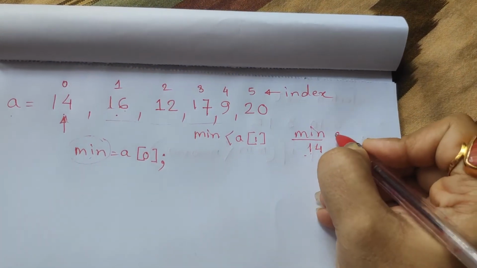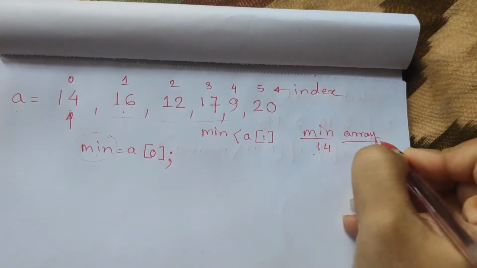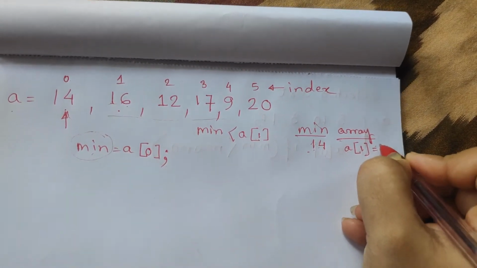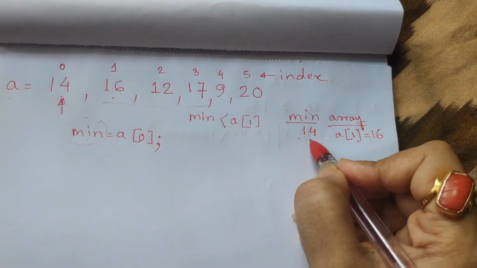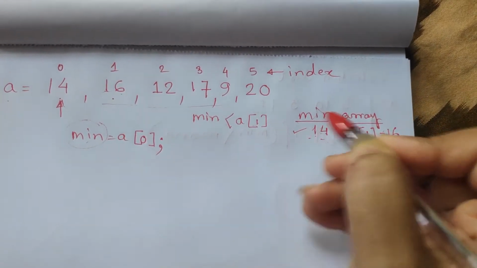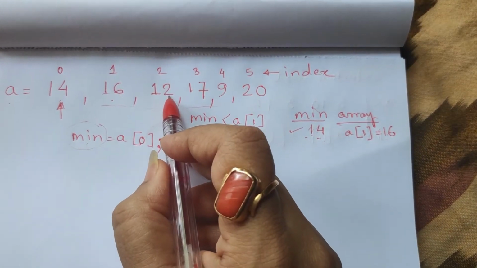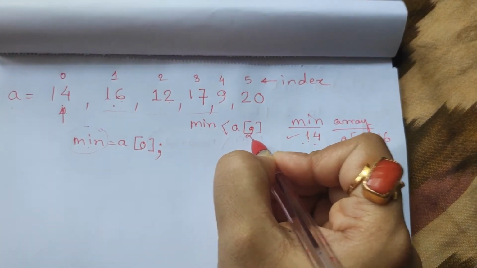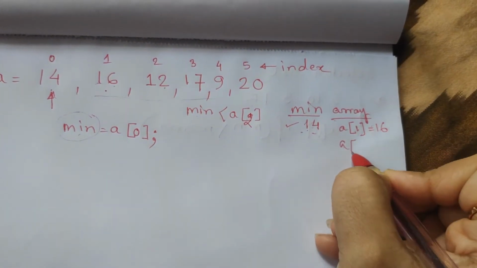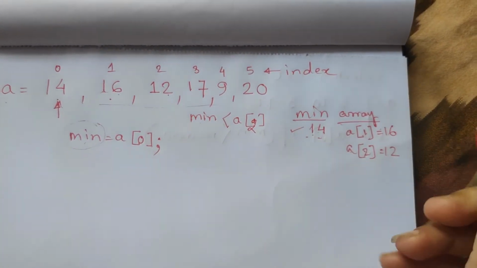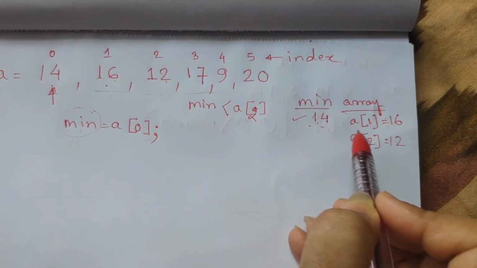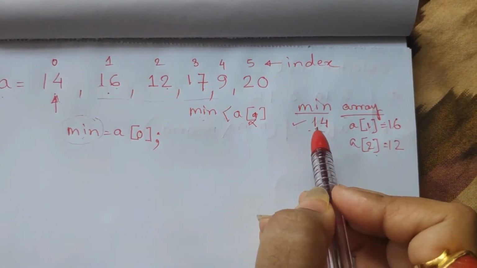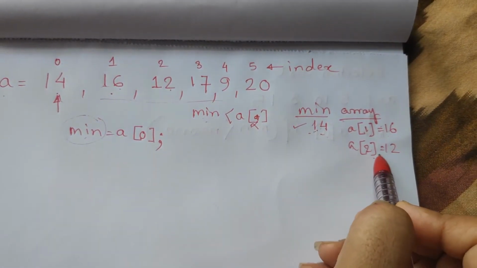I will give the array over here. So we are comparing minimum with A1. A1 value is 16. Now 16 is not less than 14, so we are fine and we will move to the next element. Correct? Now we will compare whether minimum is less than A2. So what is the value of A2? A2 value is 12. So we are comparing this minimum value with A2, checking whether minimum is less than A2.